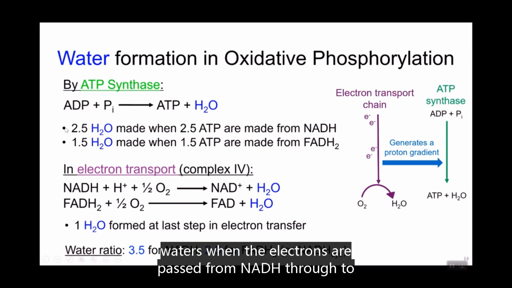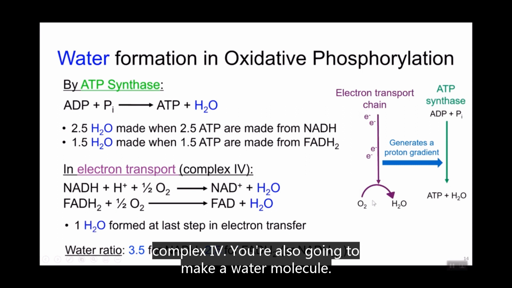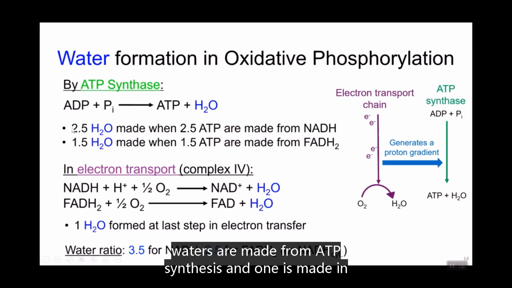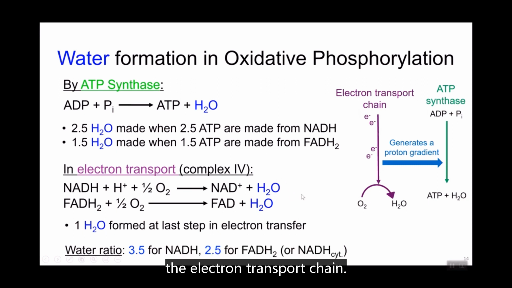When the electrons are passed from NADH through to complex 4, you're also going to make a water molecule. So the water ratio would be 3.5 for NADH, where 2.5 waters are made from ATP synthesis and 1 is made in the electron transport chain.